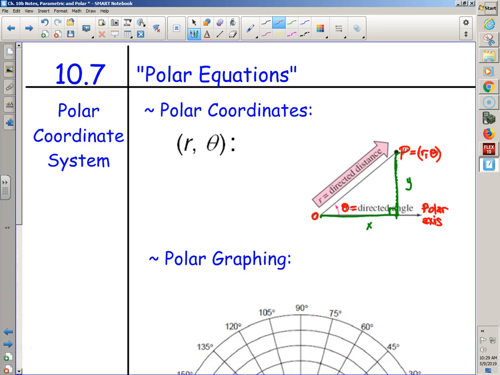This is a colon because I need to tell you who R is. R is going to be our radius, is one way of thinking about it. Over here it says directed distance, and this is going to be our direction angle. You can say directed angle. I like direction angle better, but either way.